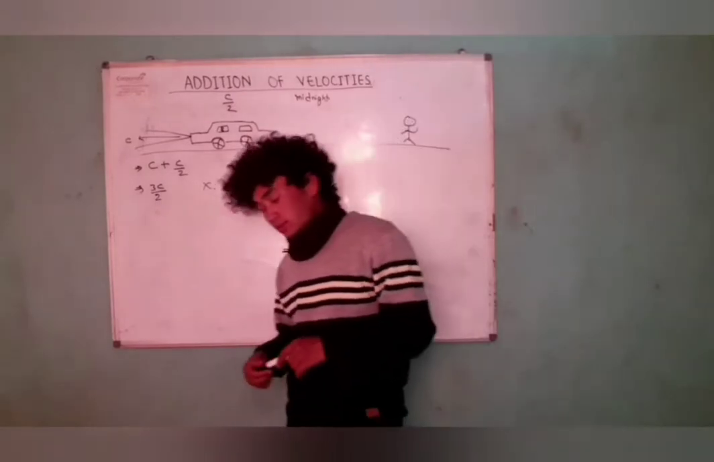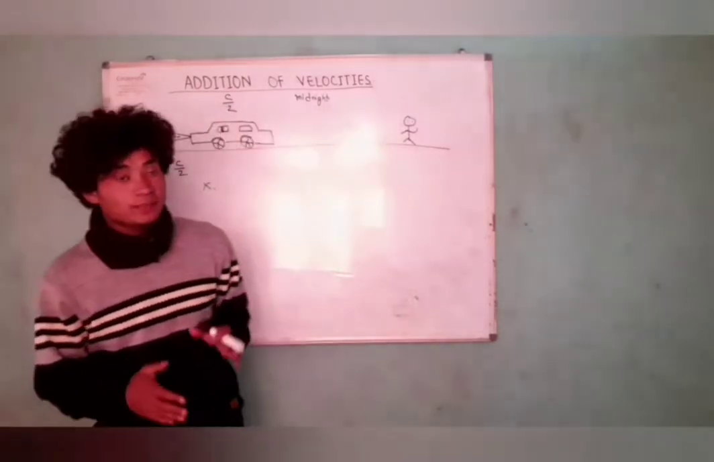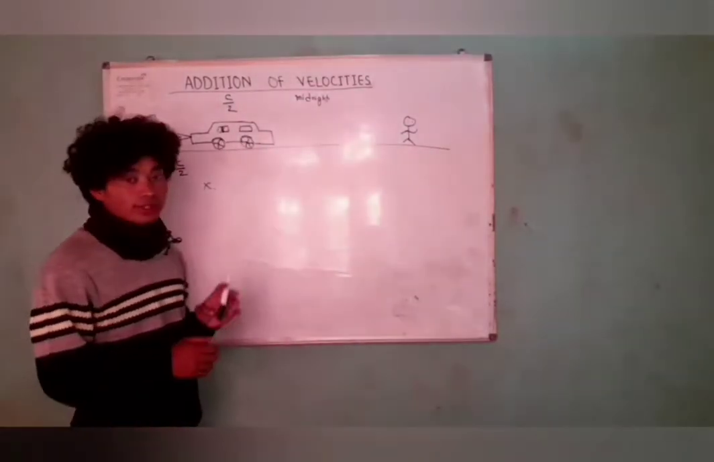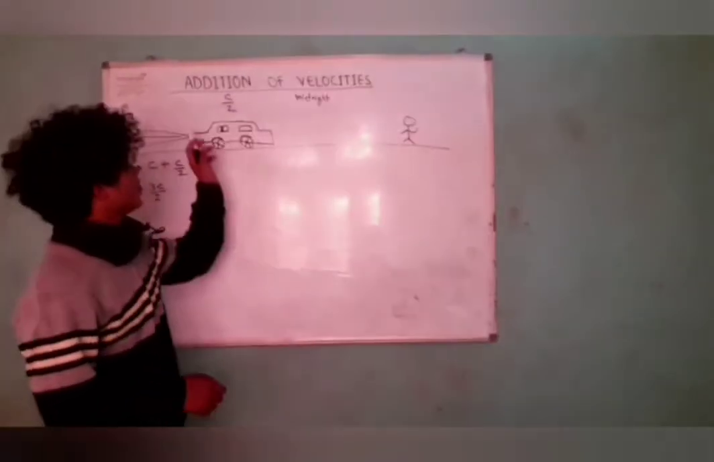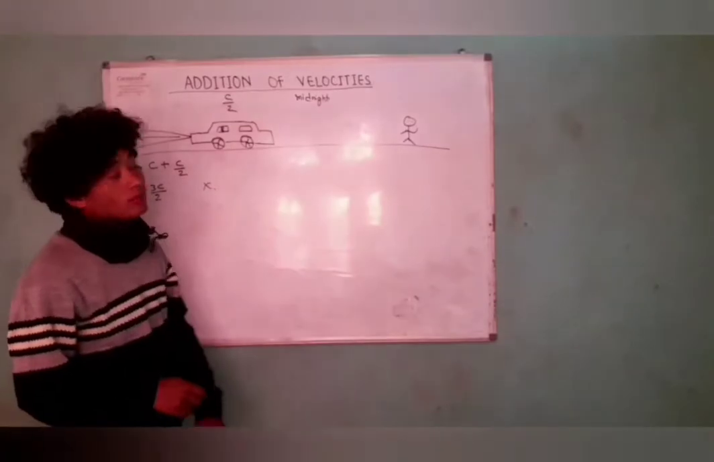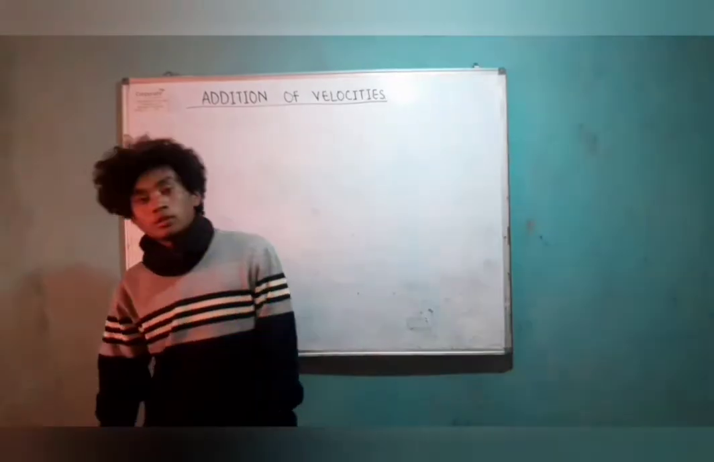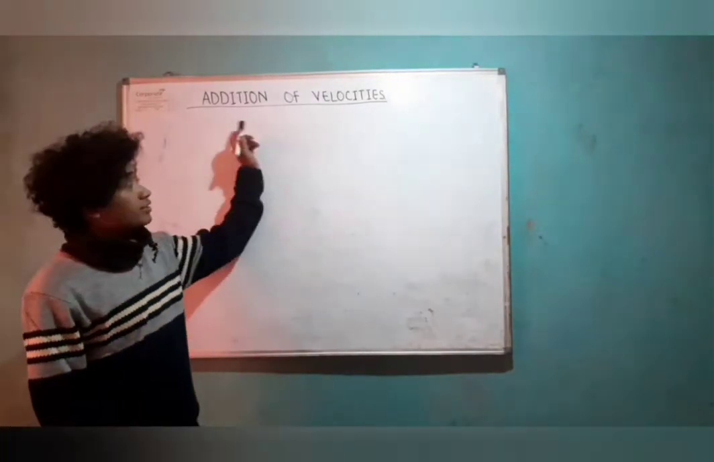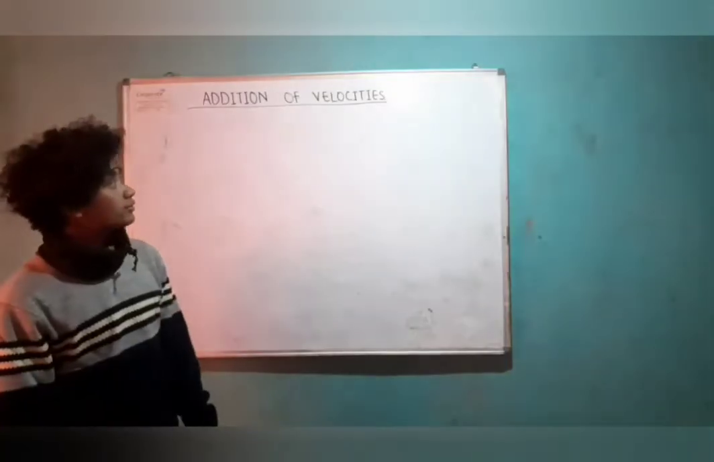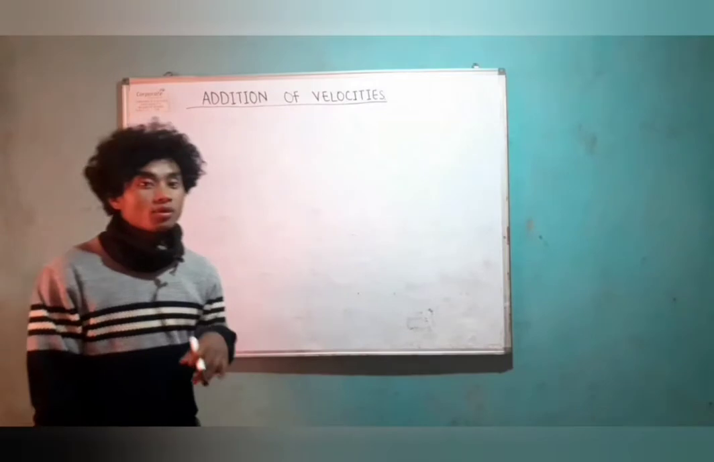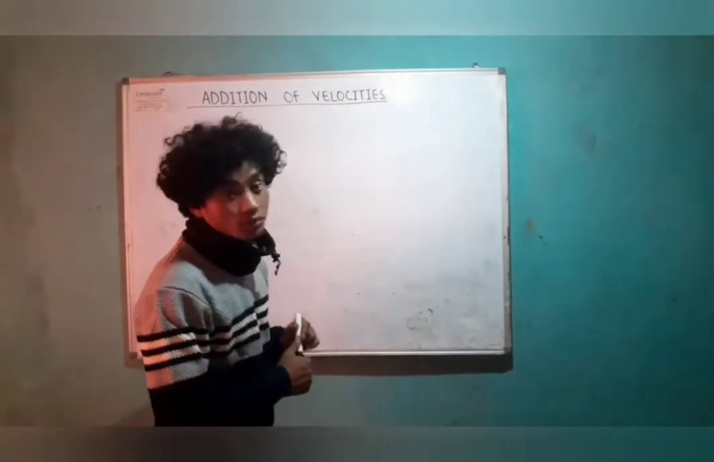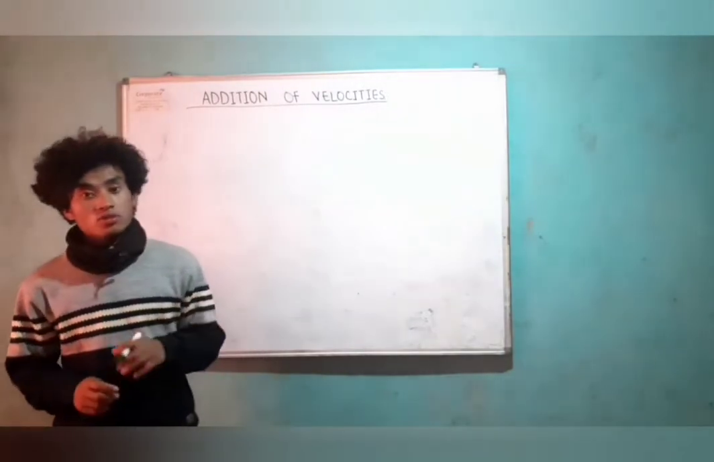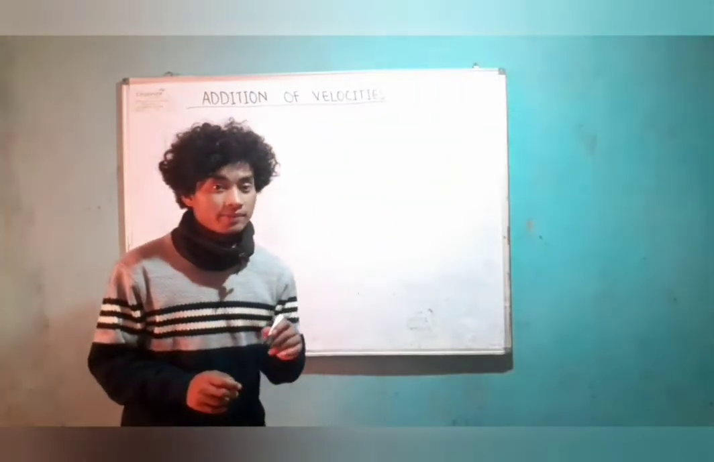So, to add the speed if the frame of reference moves with huge velocity, we will study in this topic, that is addition of velocity, more clearly. In this topic, addition of velocity, we are going to derive an expression: if one frame moves with huge velocity, how to add the speed. So, let us consider two frames of reference, S and S prime frame.